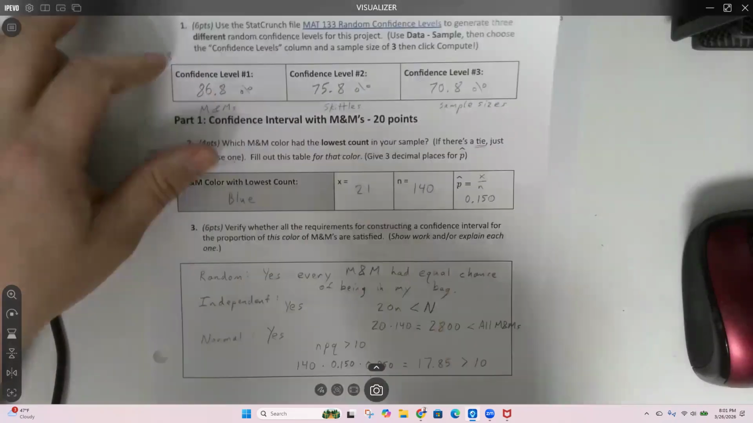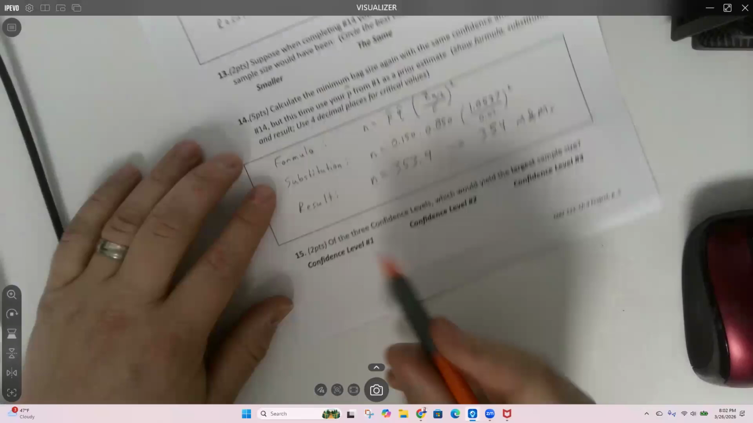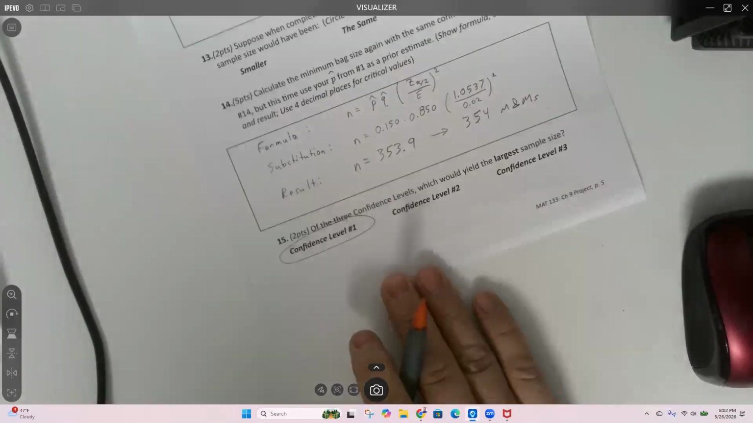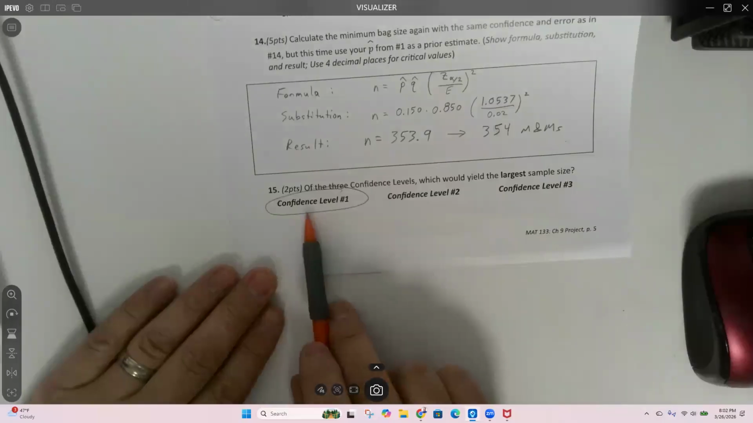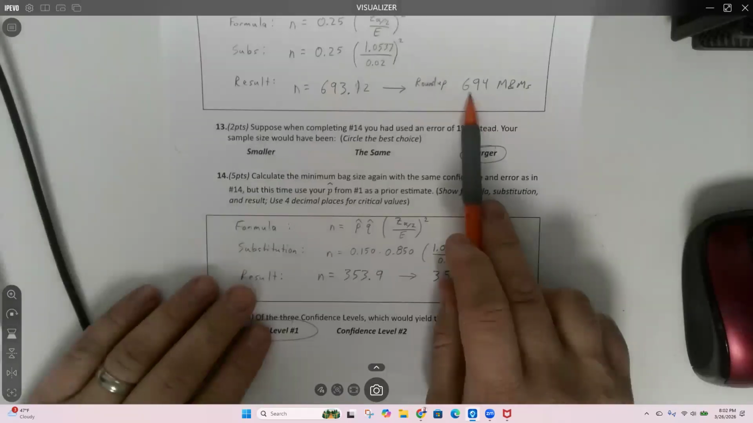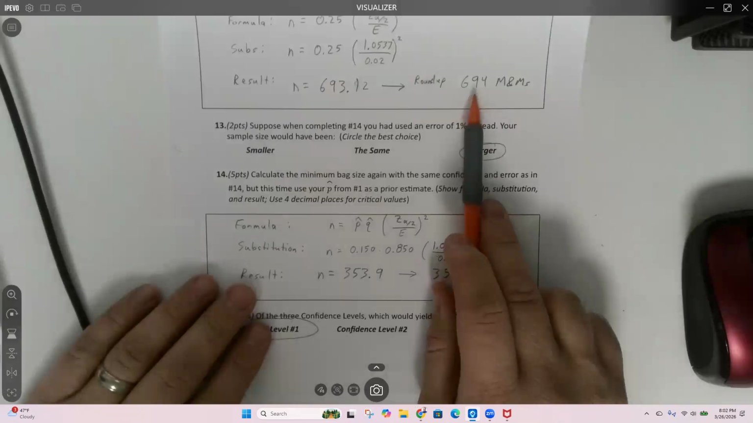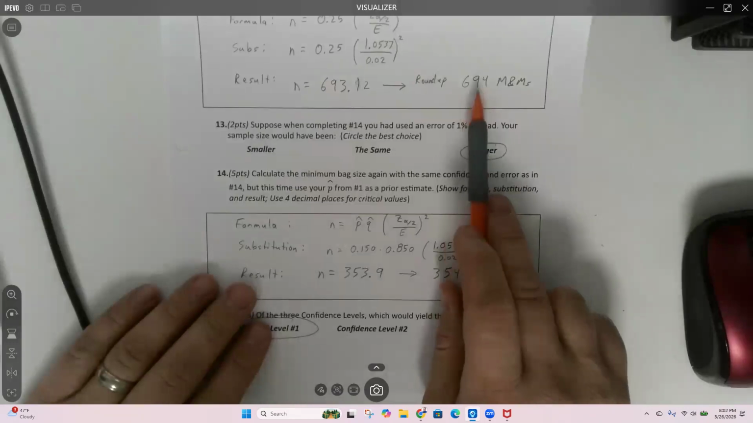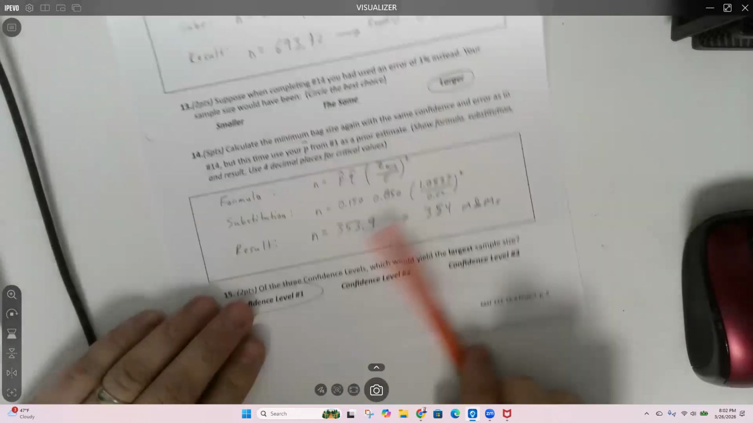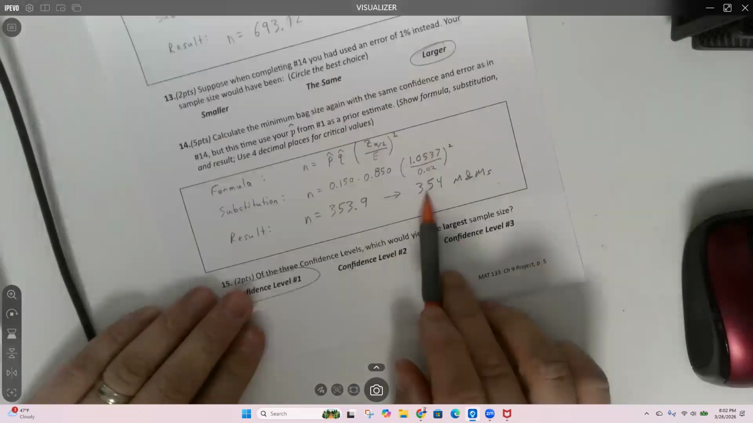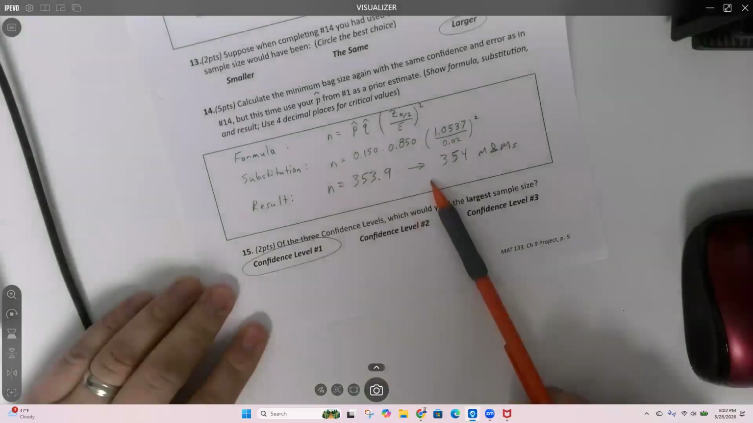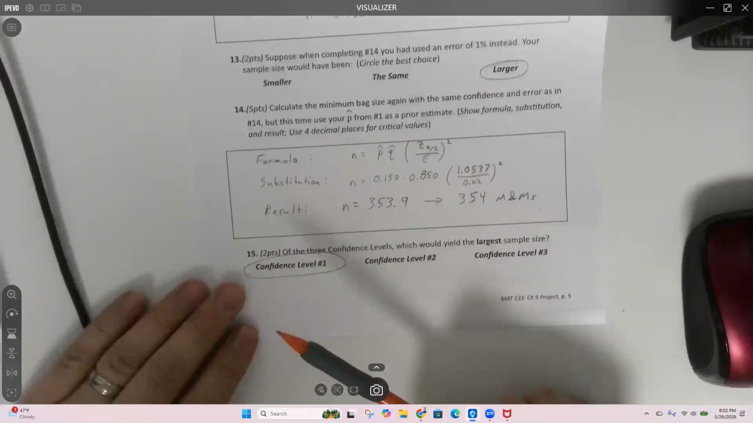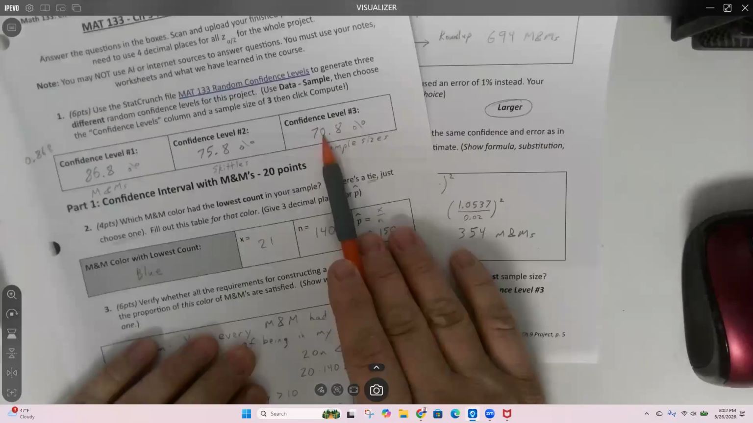For me, number one was largest. So if I want to be super accurate, super confident, I'm going to need a big sample size. My sample size was actually pretty small for this one, 694. You guys probably ended up getting sample sizes in the thousands, right? And this one was only 300. That's less than Mike. You guys probably had something a lot higher than what I had because my confidence level for number three was tiny.